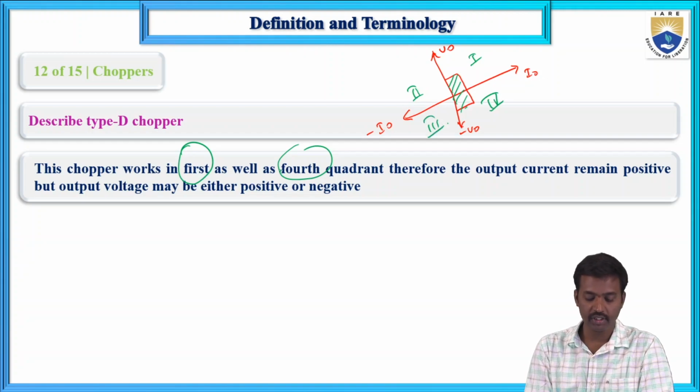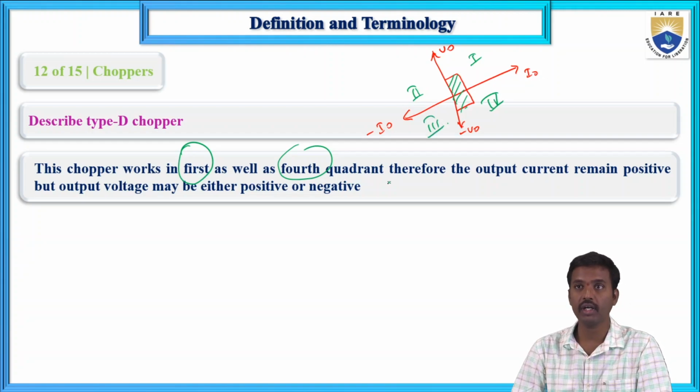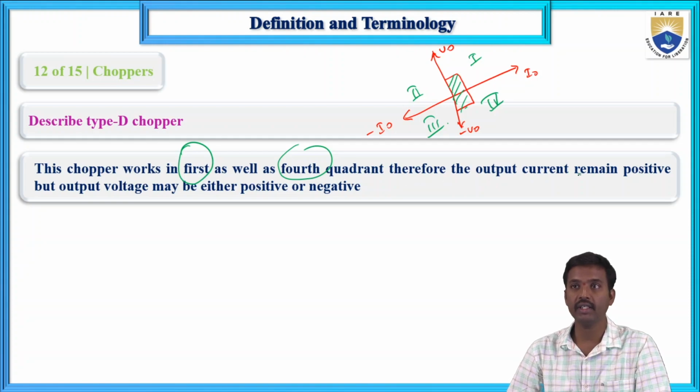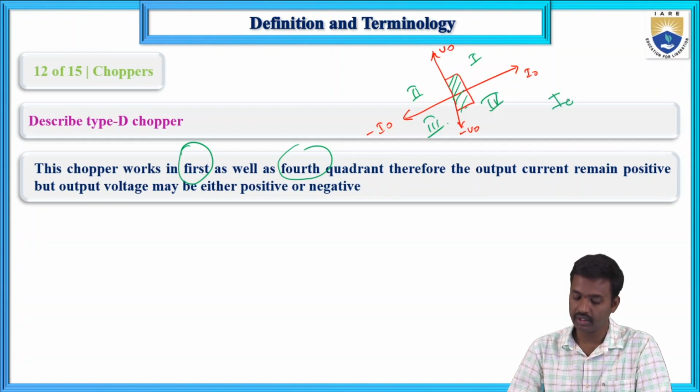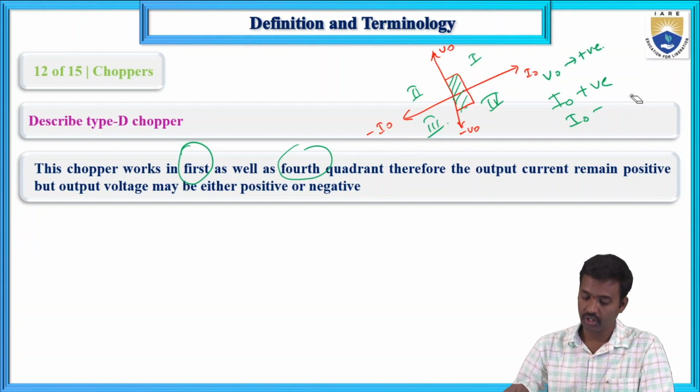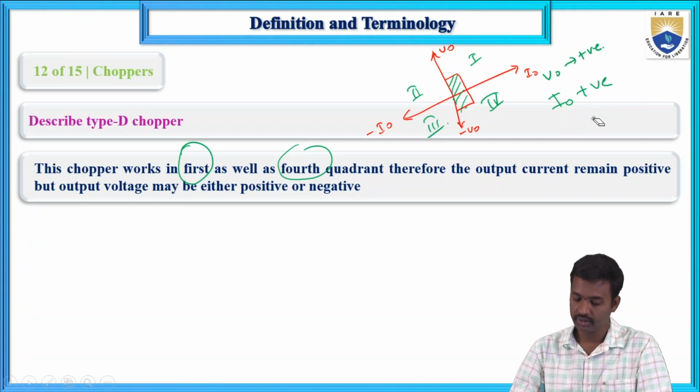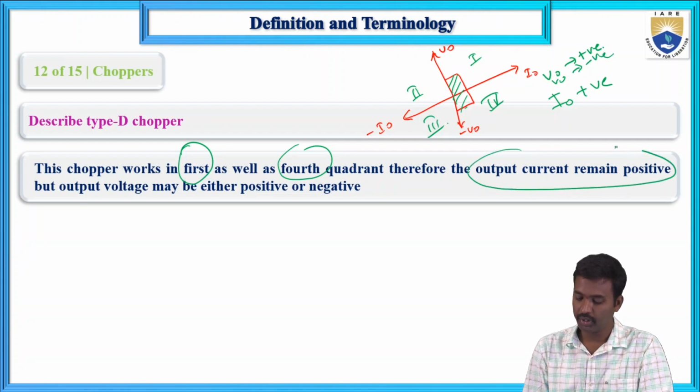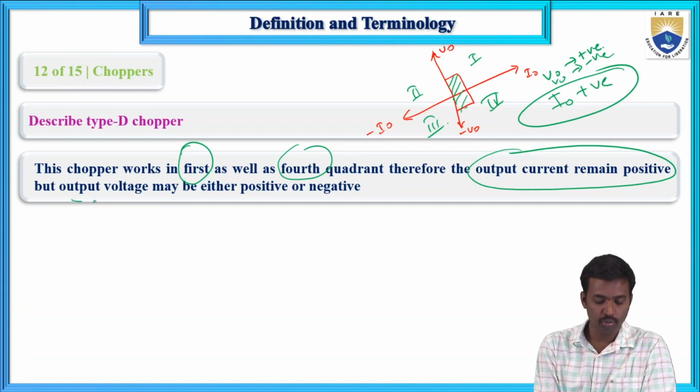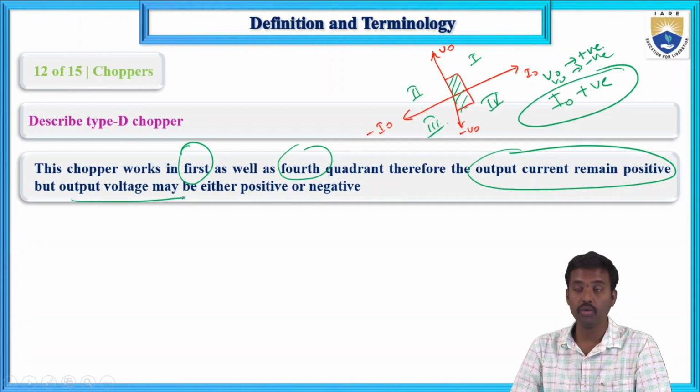So it works in the first as well as fourth quadrant. Therefore, output current I0 is either positive or negative, but V0 is always positive. It should not be negative. Output voltage V0 is either positive or negative. So output current remains positive and output voltage is either positive or negative.